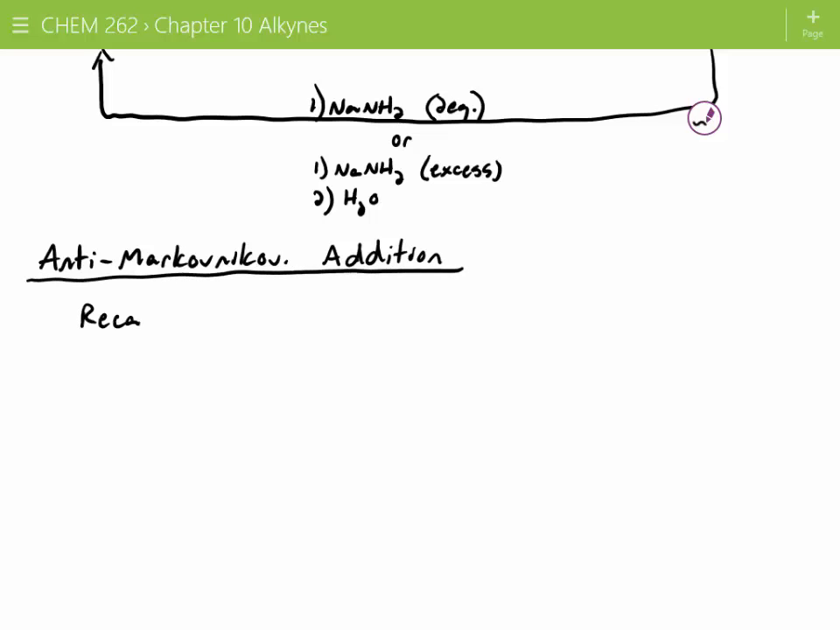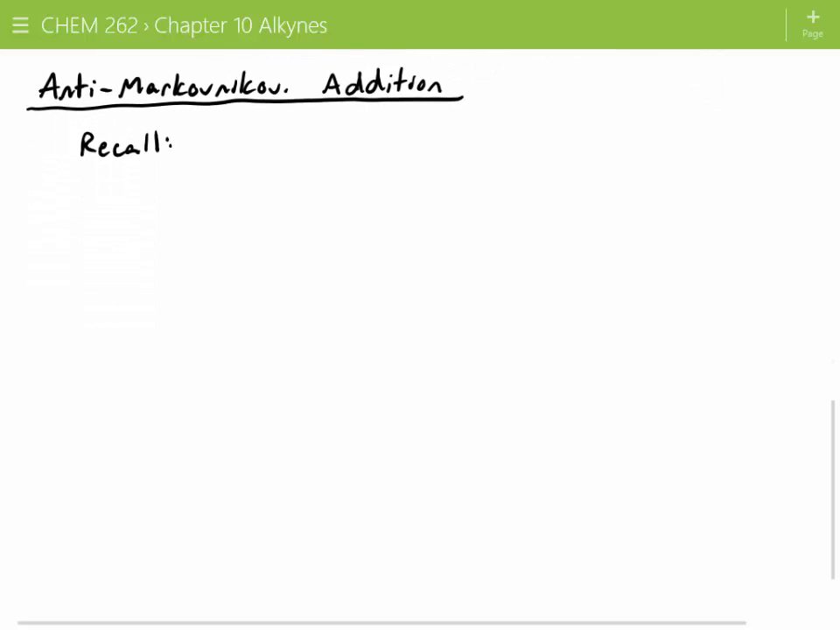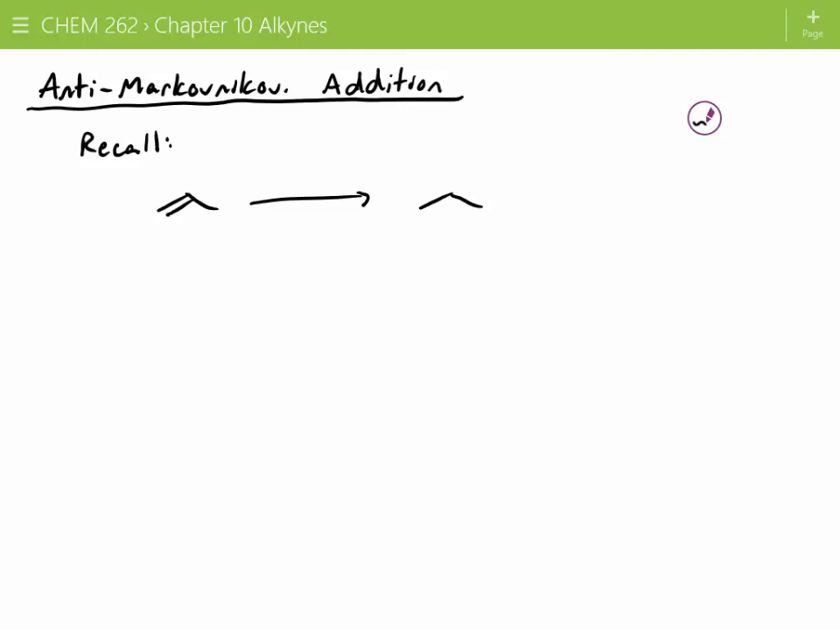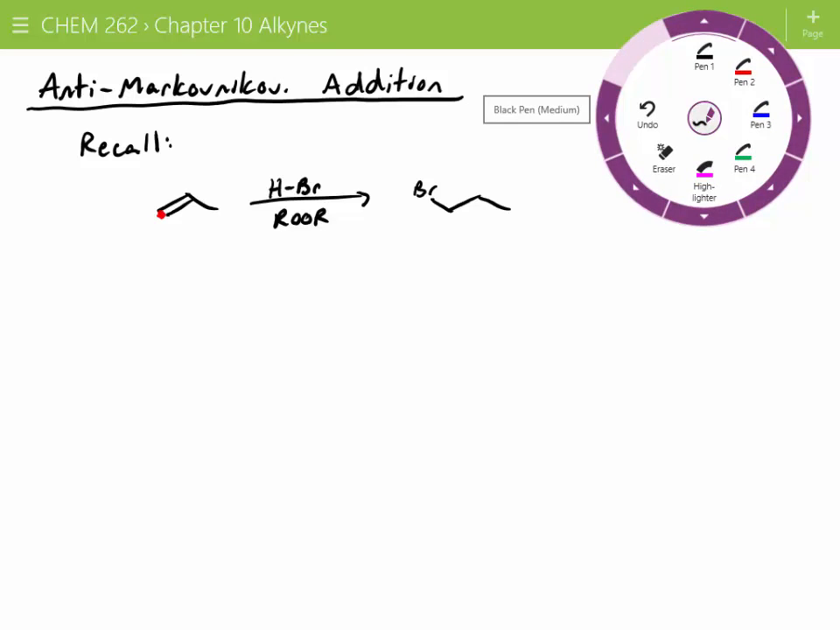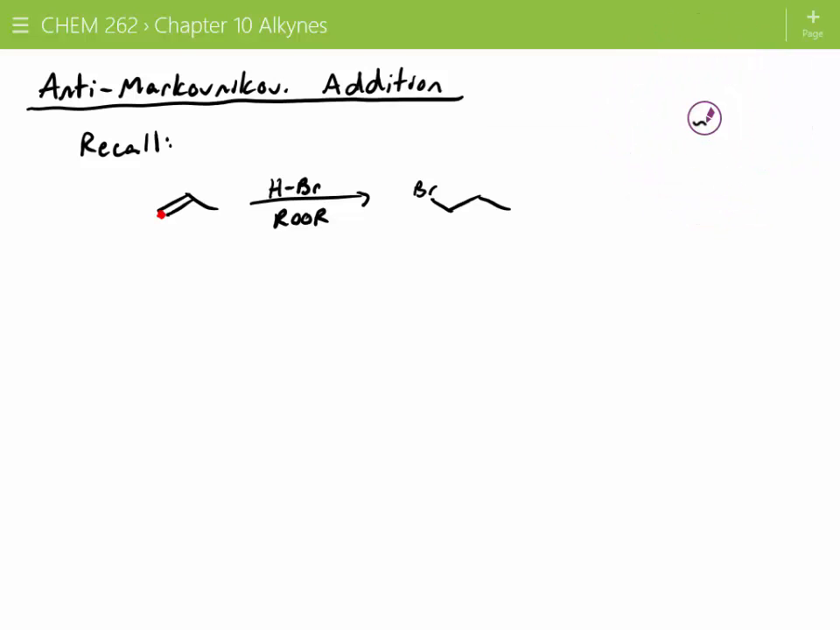If we think back to last chapter, let me move this up. If we wanted an alkene where our halogen added to the less substituted side, what reagents do we need? Peroxide. Exactly. I'm going to move this over. All right, so we need HBr, and we need some sort of peroxide. And when we do this, we're going to add to the anti-Markovnikov side, which we said is that less substituted side in red. The question is, does this work with alkynes? It does.